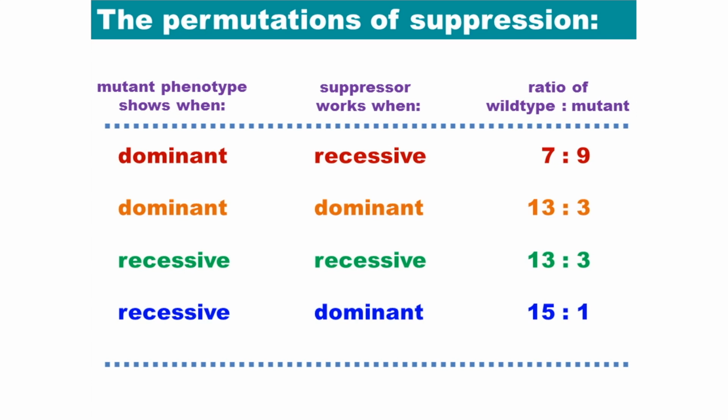And in the end, you're going to get these ratios. I'm not going to work them out because it's relatively straightforward. But you look at the mutant phenotype: when does it show up, in the dominant or recessive condition? And then you look at the suppressor. Does it suppress that? It's kind of weird. It's like a double negative. When does it suppress the mutant, return it back to the wild type? But that's what we got in the recessive or dominant. And then you end up with this ratio of wild type to mutant.